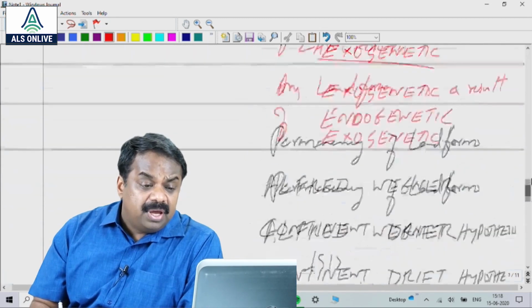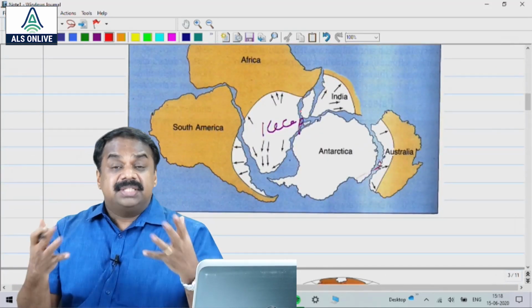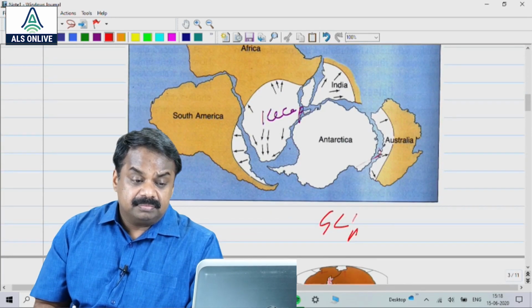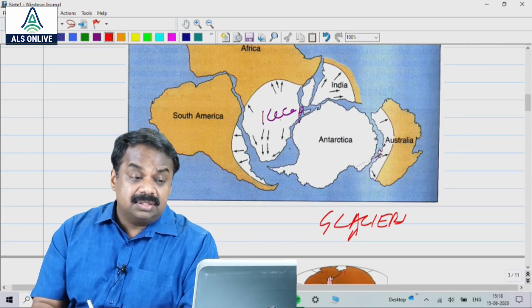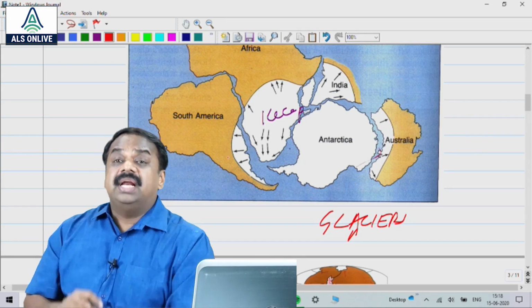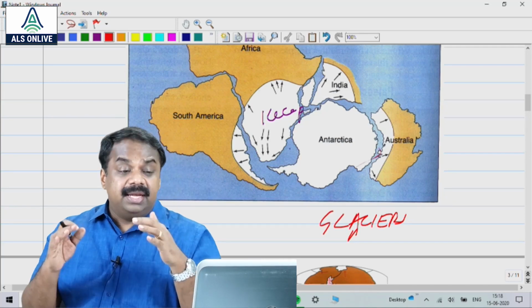See, what we are saying is that we have evidence for glaciation, ice, glaciers in India. We have evidence for glaciers in entire Antarctica, southern Africa, South America, and Australia. How is it possible? If India, a country very close to the equator, has a glacier, that means earth should have been very cold. For a second, if you believe that the continents were permanent, and you are finding permanent ice near the equator, that means earth should have been very, very cold.